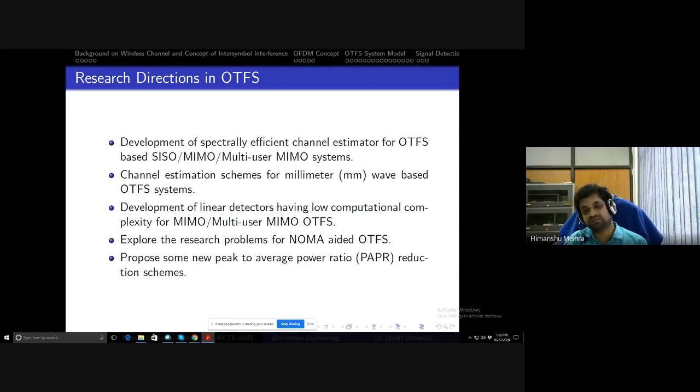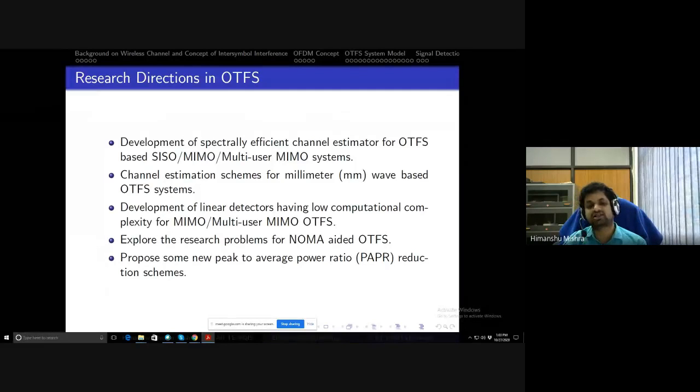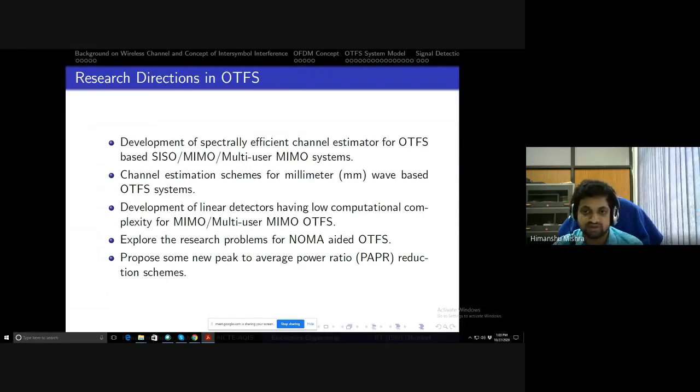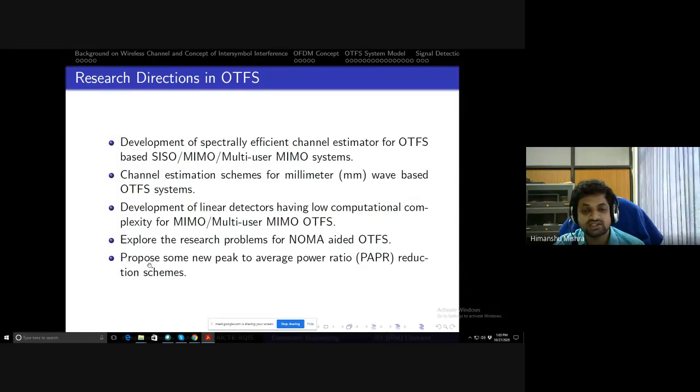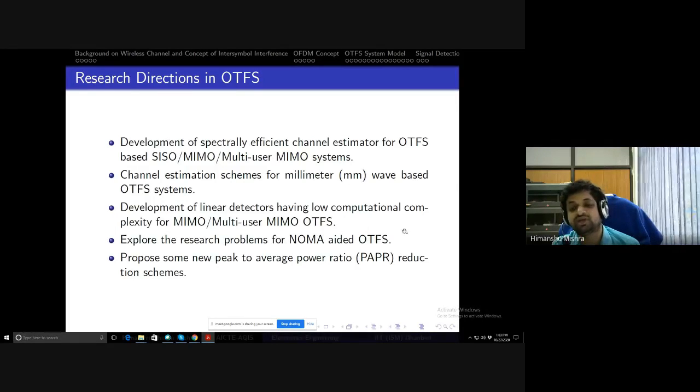In massive MIMO, many antennas are there in the base station, so it has a lot of problems when framing with OTFS. Another is that you can also propose some PAPR reduction schemes, because OTFS, similar to waveforms like OFDM, can have very high PAPR. You can think of how to propose PAPR reduction techniques for OTFS. These are some basic research directions, and there will be many others in terms of power allocation, like in NOMA added OTFS.